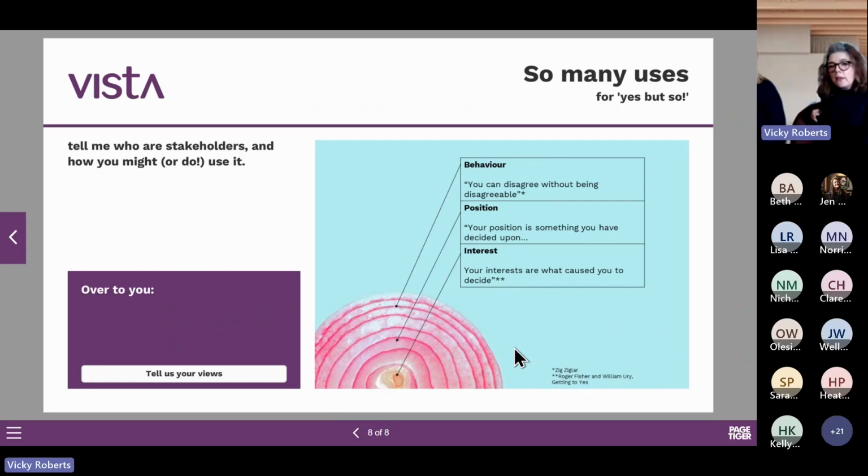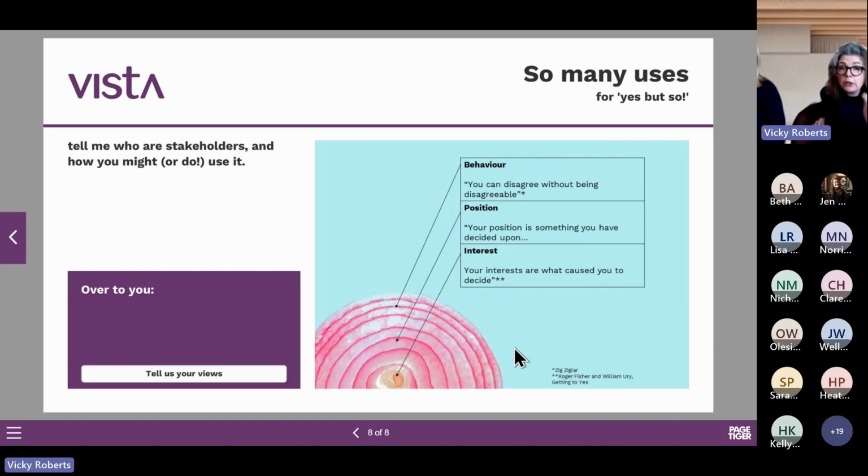So let me hand over to you. In light of all that we've been talking about, where have you seen some of these techniques in action? What about yes, but so? Because when you think about yes, but so, you could use it in all three layers of our onion. Deal with the behaviour, deal with the position.